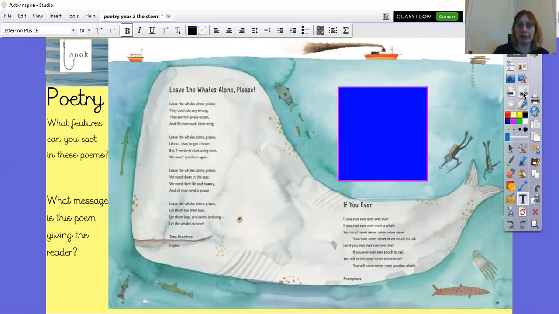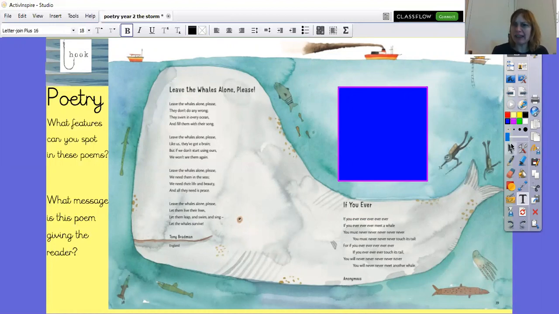Leave the whales alone, please. We need them in our seas. We need their life and beauty, and all they need is peace. Leave the whales alone, please. Let them live their lives. Let them leap and swim and sing. Let the whales survive. And that's by a poet called Tony Bradman. You can see his name right down at the bottom. It's quite small. So let's have a go at seeing what we can notice in that poem.